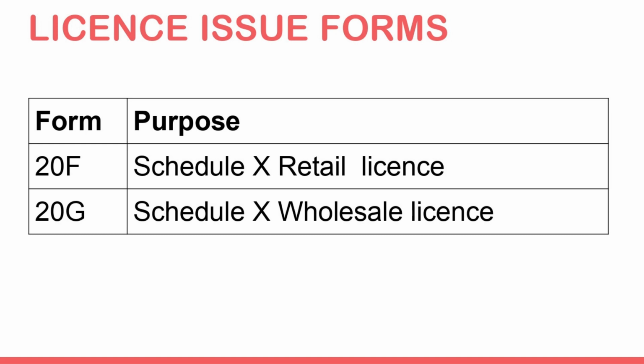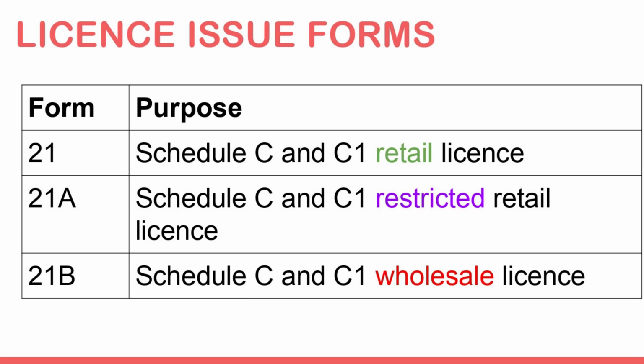So, start with the retail, then grow to wholesale. That is, retail is the first one and wholesale is the second one. F is the first one and G is the second one. You correlate these two. Next forms are 21, 21A and 21B.